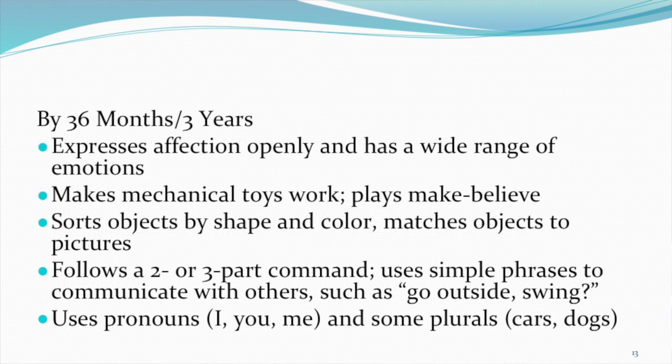By 3, we expect that children should express affection openly and have a wide range of emotions. They should be able to make mechanical toys work, play make-believe. They should be able to sort objects by shape and color and match objects to pictures. They should be able to follow a 2 or a 3-part command. Again, they may not always do this 100% of the time.